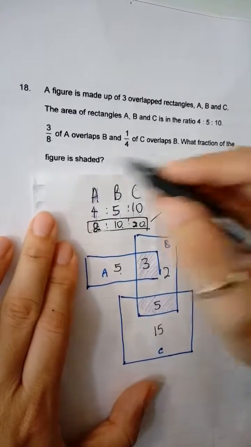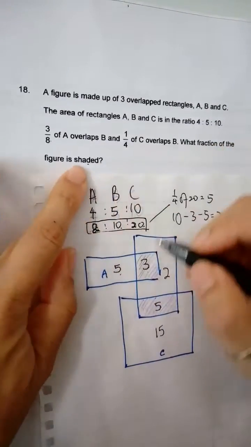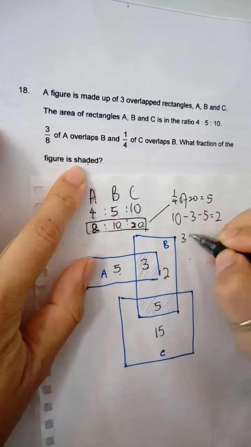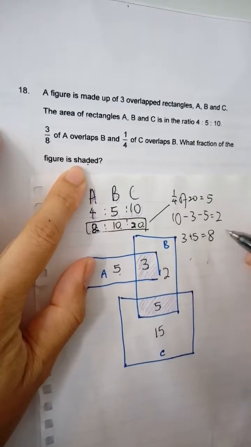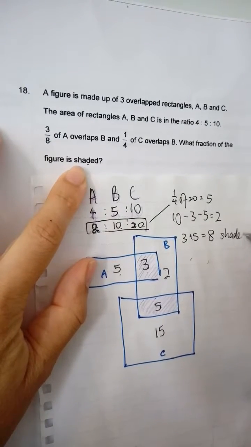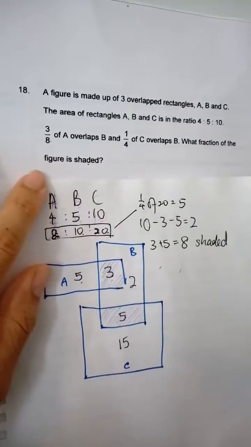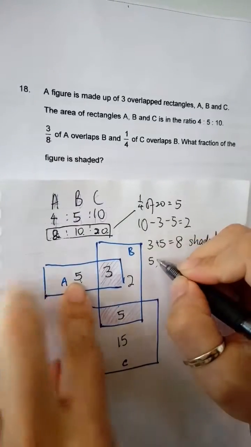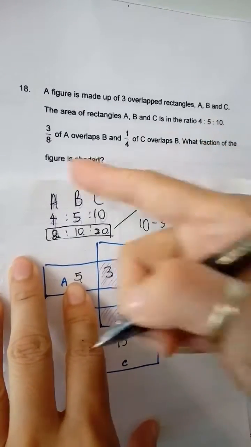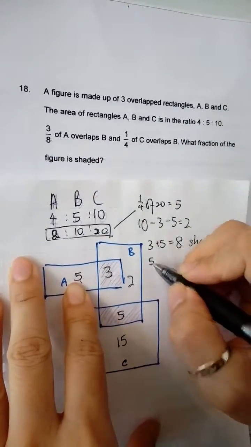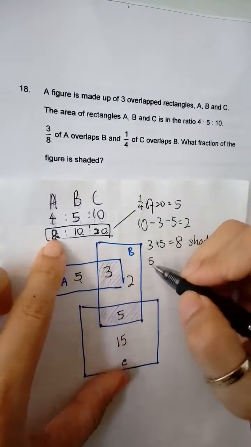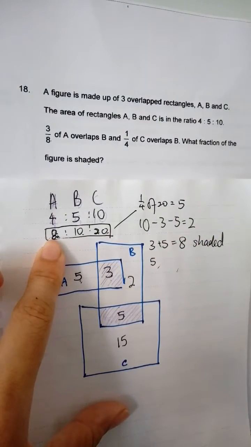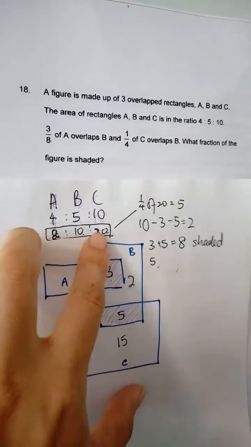What fraction of the figure is shaded? Shaded is 3 plus 5, 8. Shaded is 3 plus 5. Now, what fraction of the total figure? So I have to add everything together. Do not double count, okay? Because if you just take 8 plus 10 plus 20, you might make a mistake.